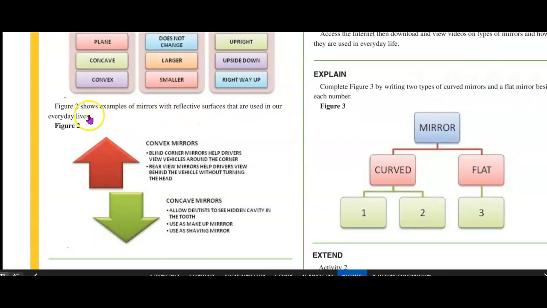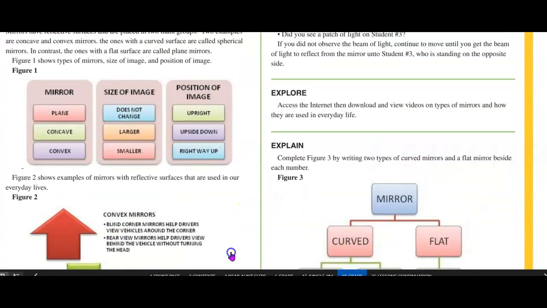See, figure 2 shows examples of mirrors with reflective surfaces that are used in our everyday life. Convex mirrors, blind corner mirrors that help drivers view around the corner, and rear view mirrors help drivers to view behind the vehicle without turning their heads. Concave mirrors now allow dentists to see hidden cavities in the tooth. So when you go to the dentist and they have that little shiny thing with a mirror at the end of it, and you can put it and see. Use as a makeup mirror, use as a shaving mirror.